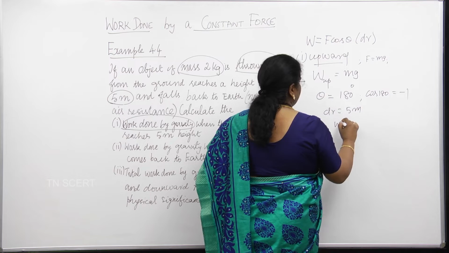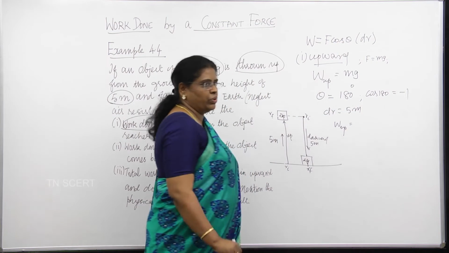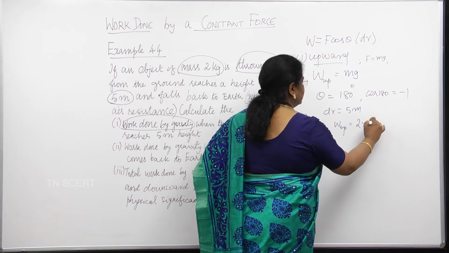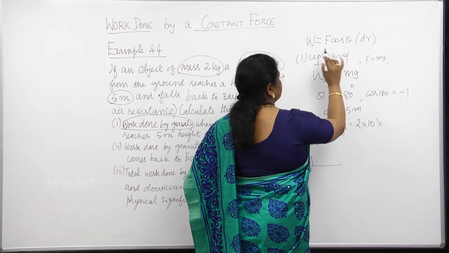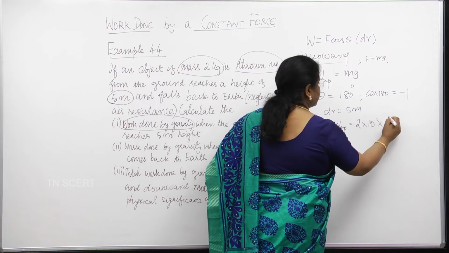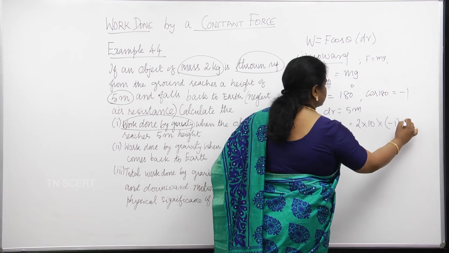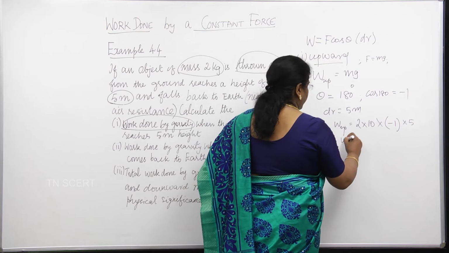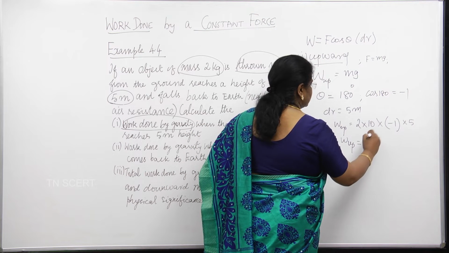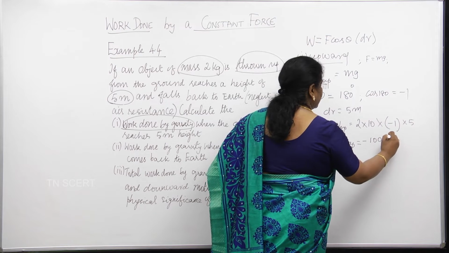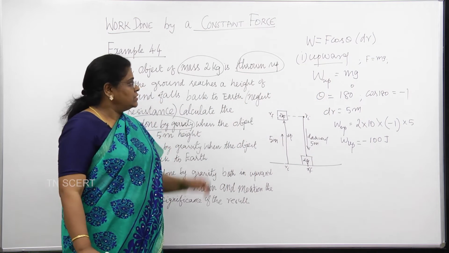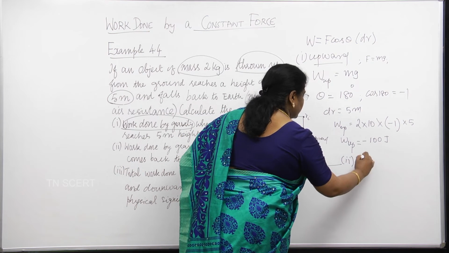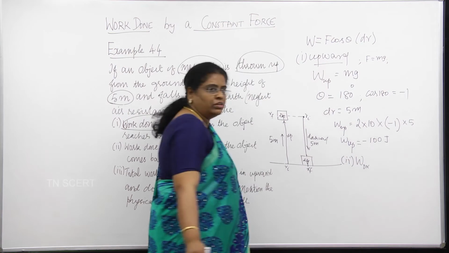So, let us substitute. Work done during upward motion is equal to m, which is 2 kg, g is 10, mg cos of the angle is minus 1, and the displacement is 5. Therefore, the work done during the upward motion by gravity is equal to minus 100 joules. Let us go to the second situation. What is the work done during its downward motion?